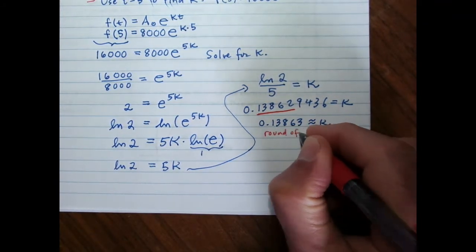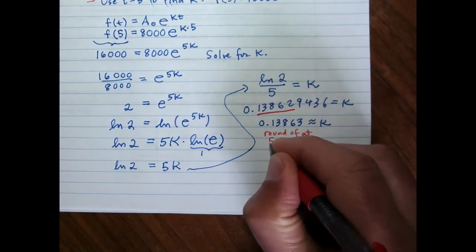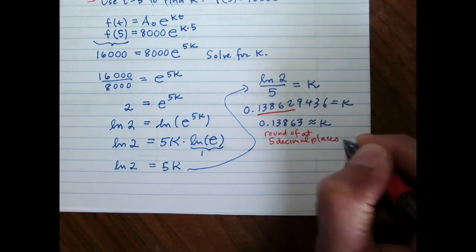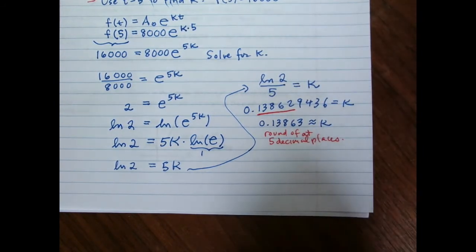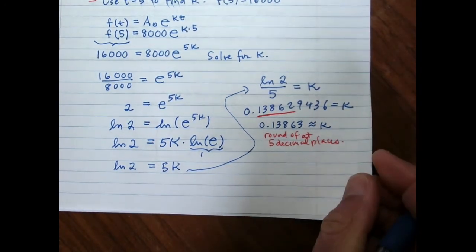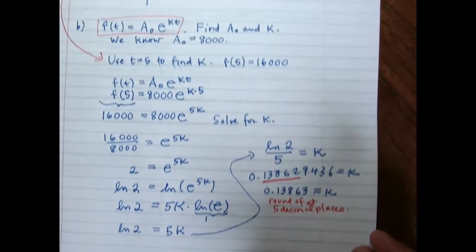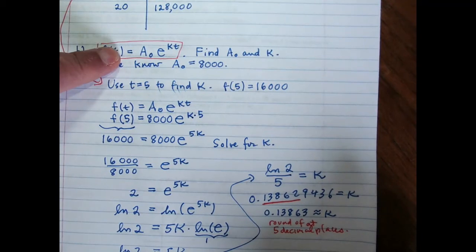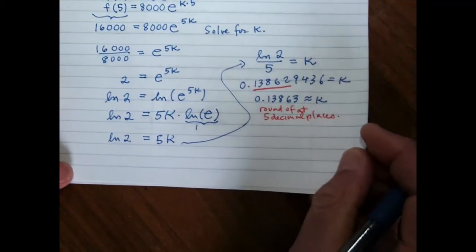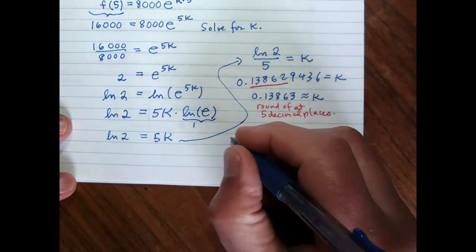Round off at 5 decimal places. And now I'm not done yet. I have k, I have a0, but our goal was to describe this function in f of t form. So we have to go back, and we have to write our function out.